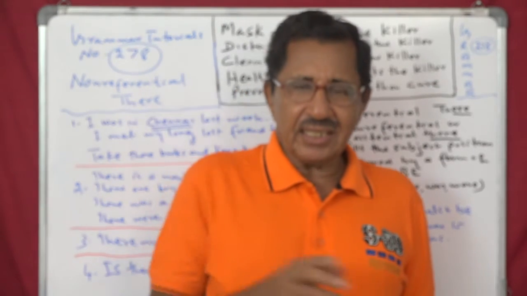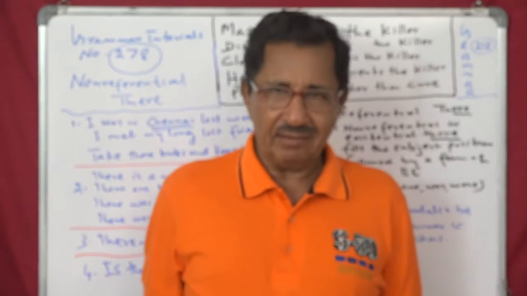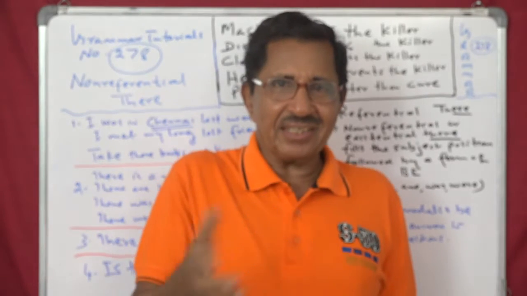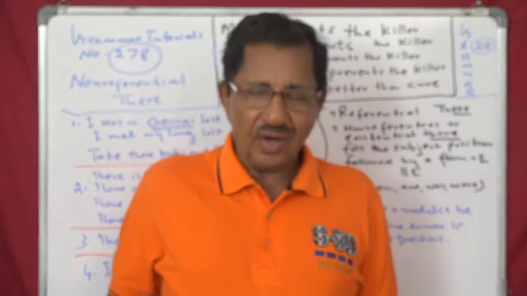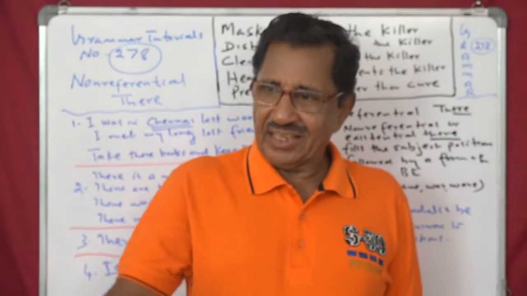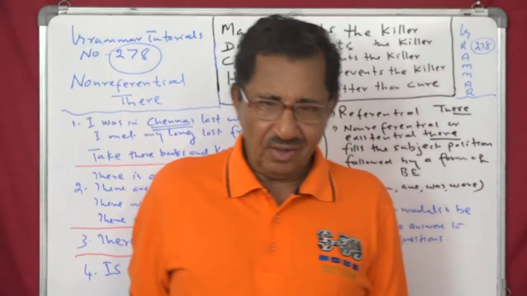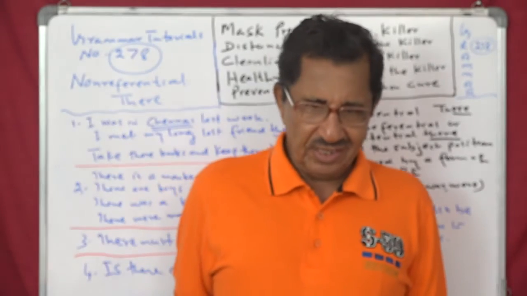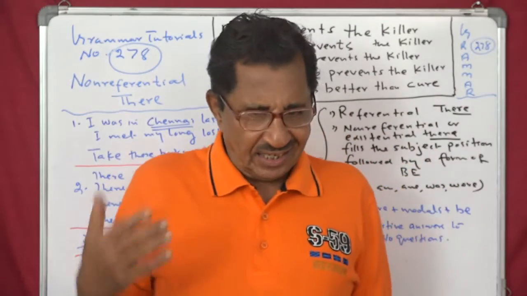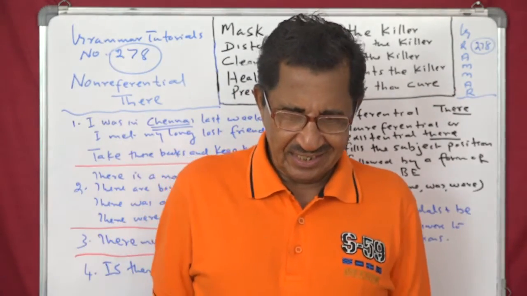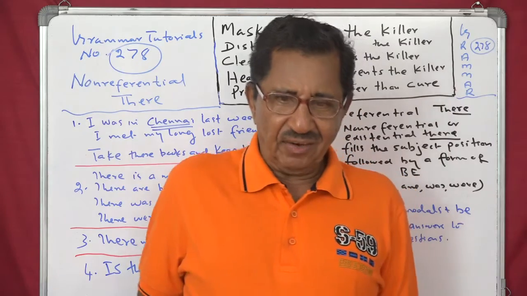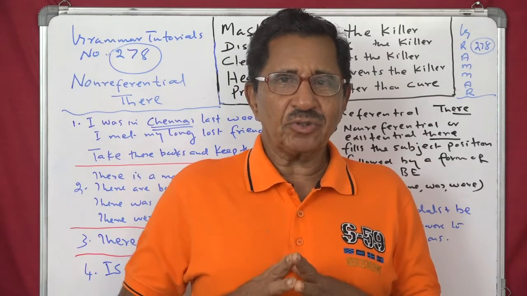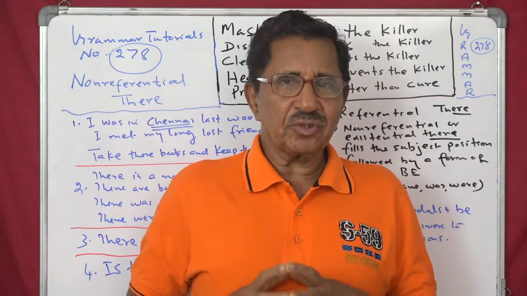Or you can say, take these books and keep them there. Keep them there. So there is a place. So it has a meaning, there means it has a reference. Go and wait there. That means that place, you go and wait there. Wait for me there. Referential use. Or you can say, keep those articles there. Understand it? So stay there for some more time. So these are examples for referential use of there.